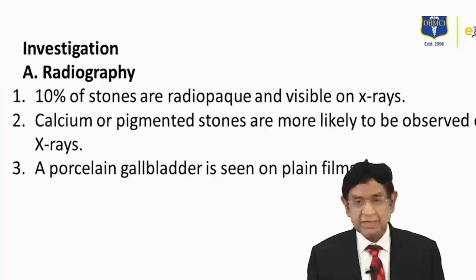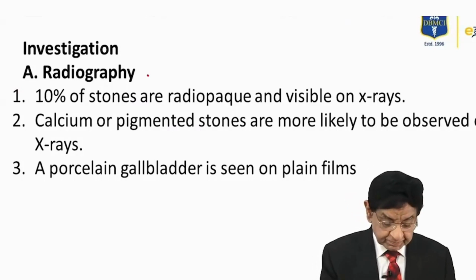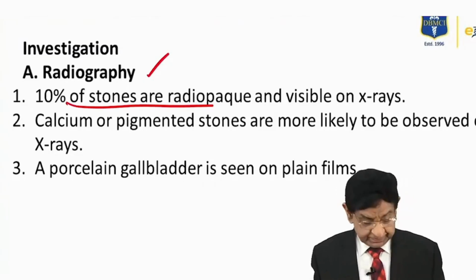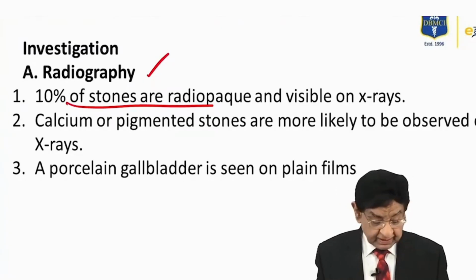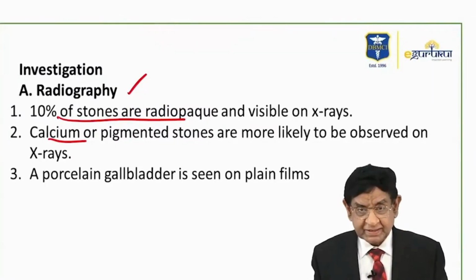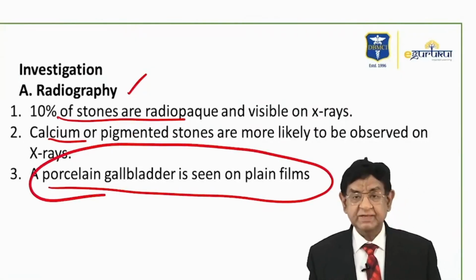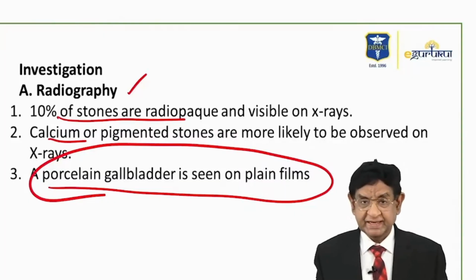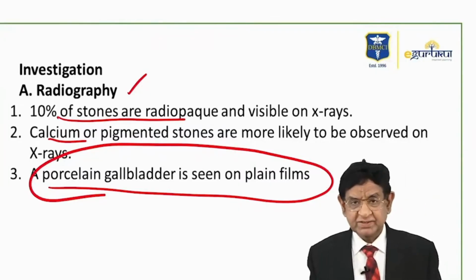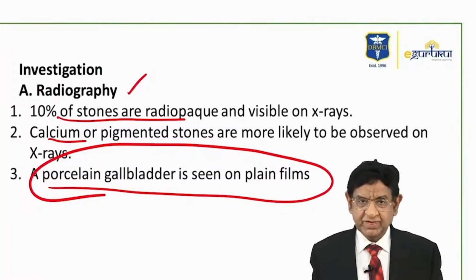Anyway, we talk about investigation of a case of gallstones. Radiography: only 10 to 15% are radio-opaque. Calcium stones can be seen, and porcelain gallbladder is seen very nicely on the plain X-ray of the abdomen. But nowadays, although it is mentioned in the books, so I have mentioned it, it is not a very popular investigation.